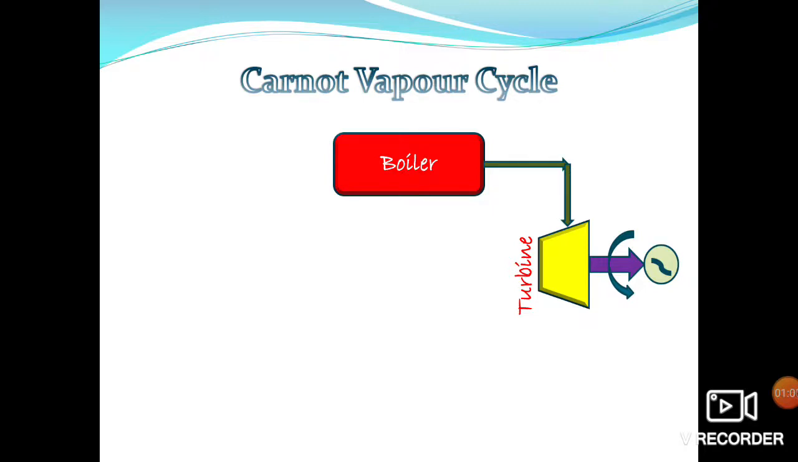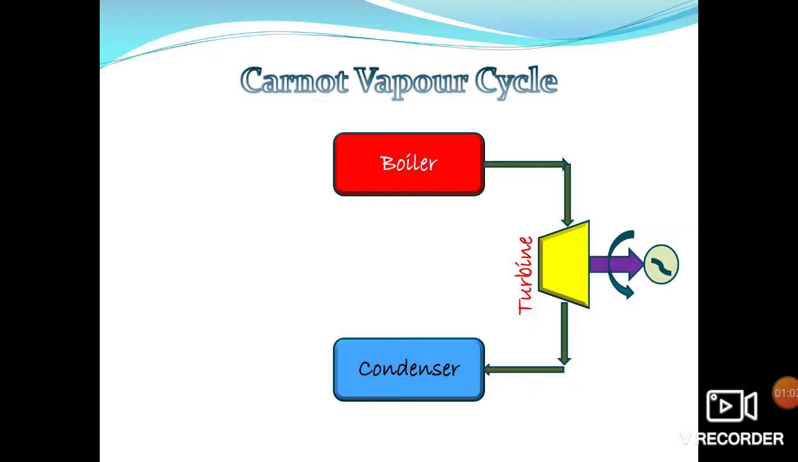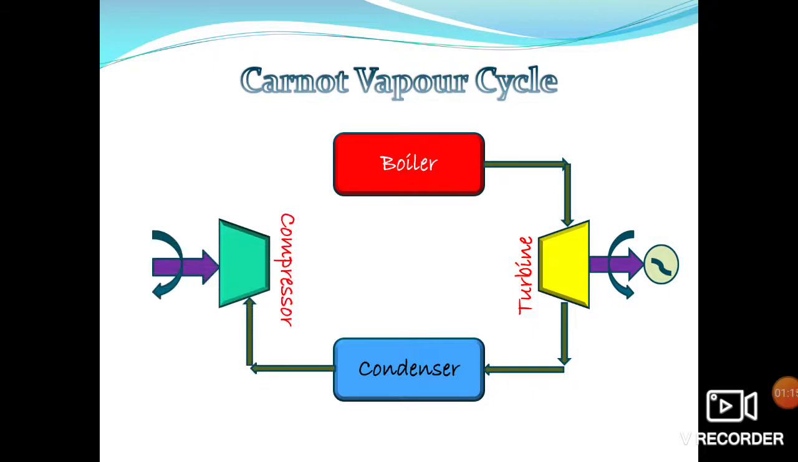The next component is the condenser. The exit steam from the turbine is then passed through the condenser where the condensation or phase change from wet vapor to liquid water by the rejection of heat takes place. The fourth component is the compressor. The liquid water from condenser is then sent back to the boiler with the help of the compressor for generating steam. So this is the way the entire cycle completes with its four components.